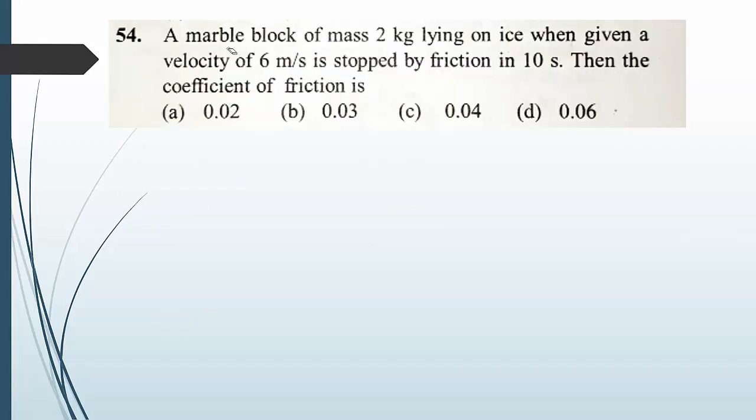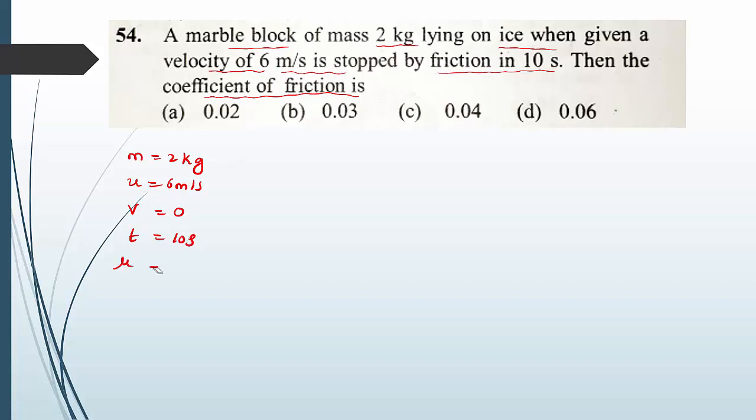54. A marble block of mass 2 kg lying on ice, when given a velocity of 6 meter per second, is stopped by friction in 10 seconds. Then the coefficient of friction is. See here, a marble block having mass 2 kg. It is placed on the ice with velocity that is given 6 meter per second. Then it is stopped, means final velocity is 0. Time is given 10 seconds. We have to find coefficient of friction.